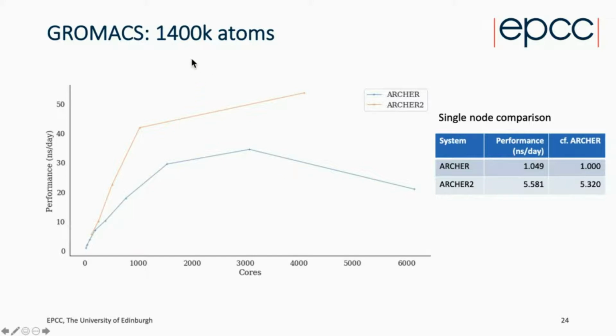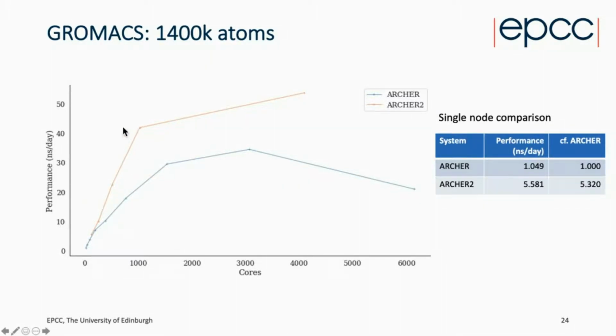And this is a small 1400 K atom test on GROMACS. You can see we don't go up to very many cores here because this is a small system. We're not looking at scaling out to very high core counts here at all. ARCHER2 generally looks pretty good for GROMACS so far.